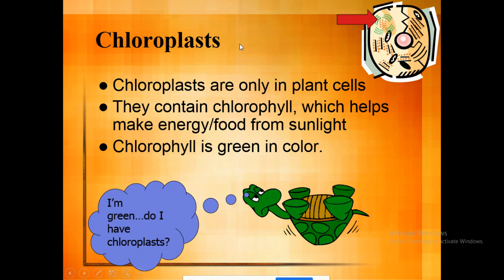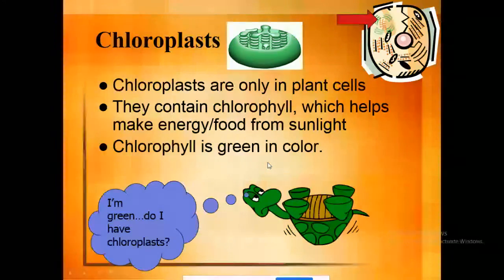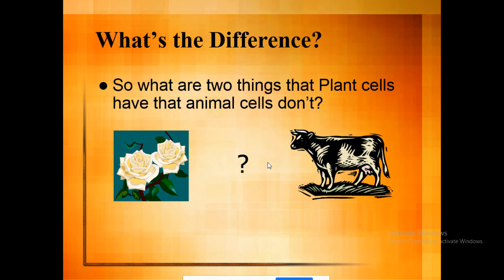Chloroplasts. Chloroplasts are present only in plants, right? They contain a major pigment known as chlorophyll that helps make energy or food from sunlight, and that process is known as photosynthesis. Chlorophyll is green in color, and that helps the plant cell capture sunlight.